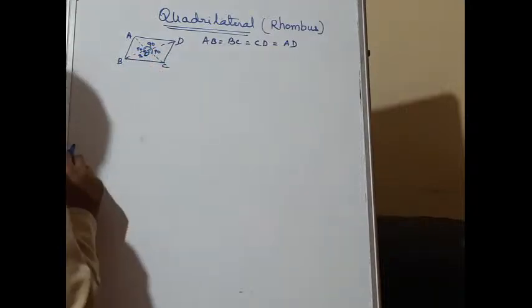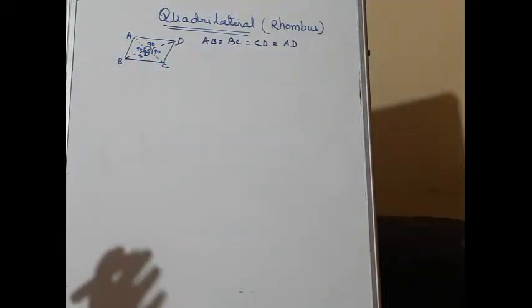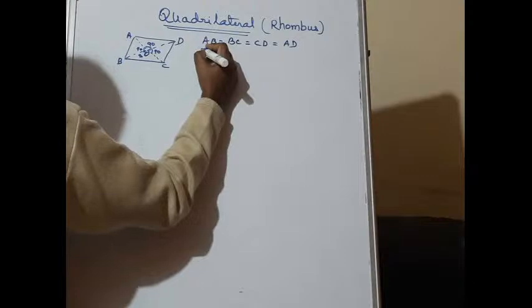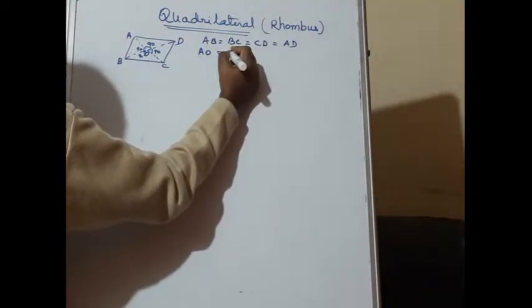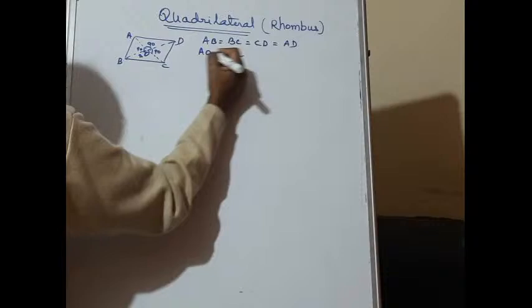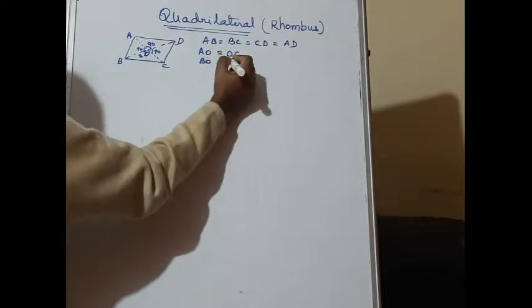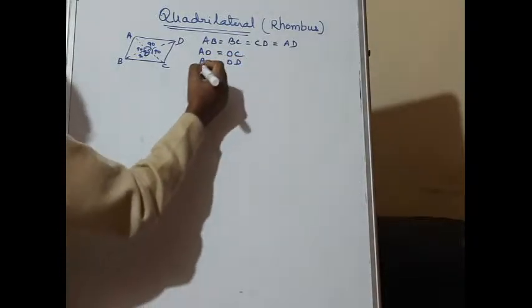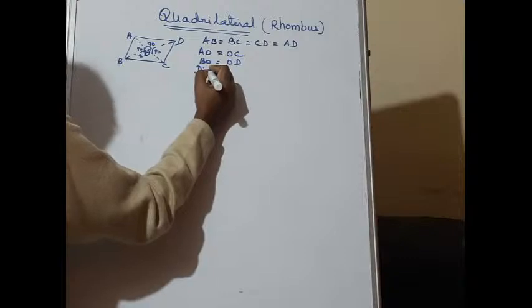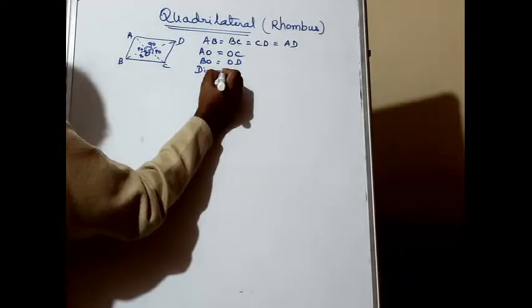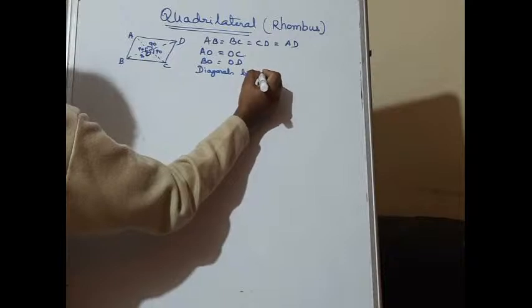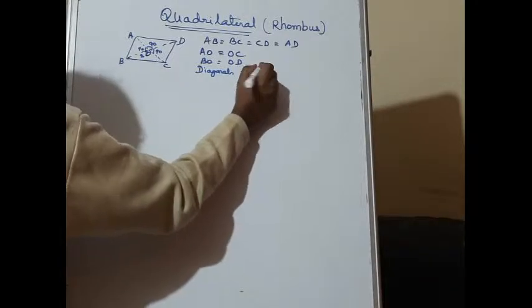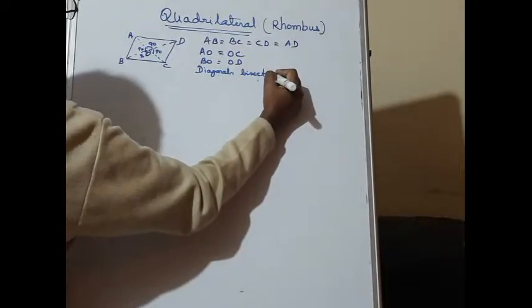If you want to draw a big diagram, you write AO equal to OC, and BO equal to OD. Diagonals bisect each other. Look children, the diagonals AC and BD bisect each other at right angles.